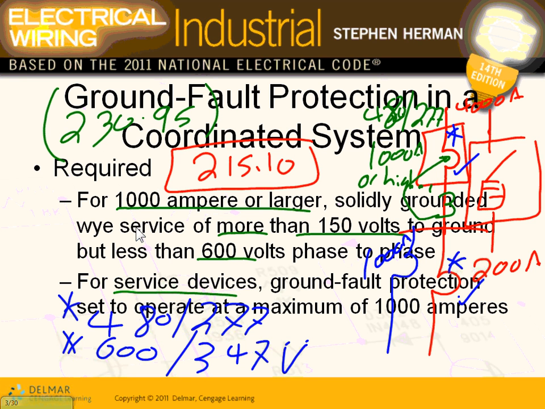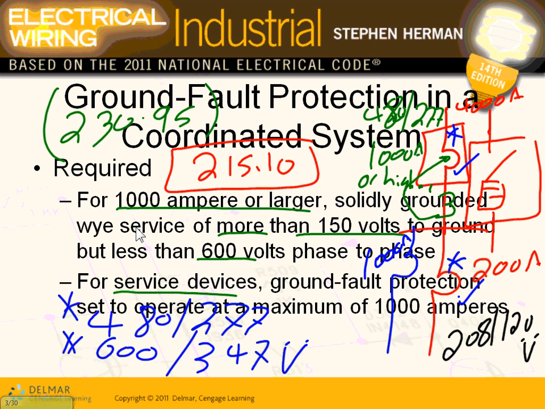So here's my question. Whom am I going to pick on? Tao, is it required on 208/120 volt? Is the ground fault required on 208/120? No, it's not required. Why? Because it's only required when the voltage to ground is 150 or higher. So it's not required on a 208/120 system.